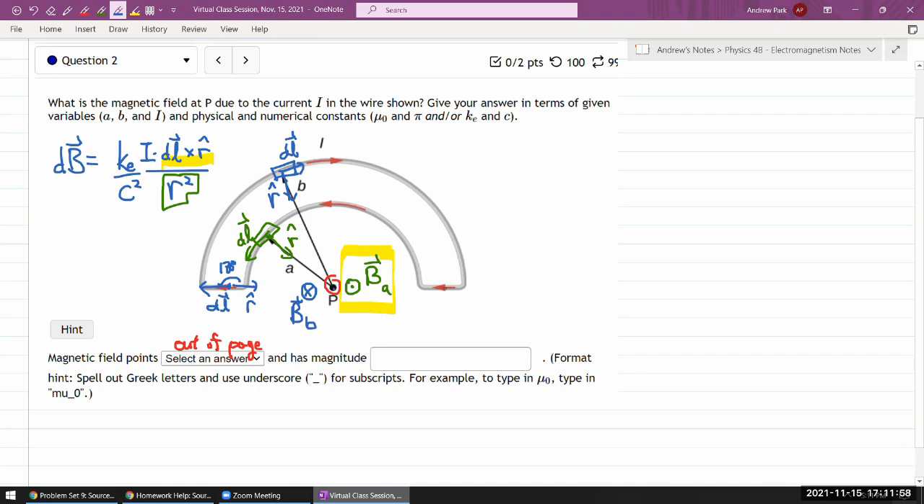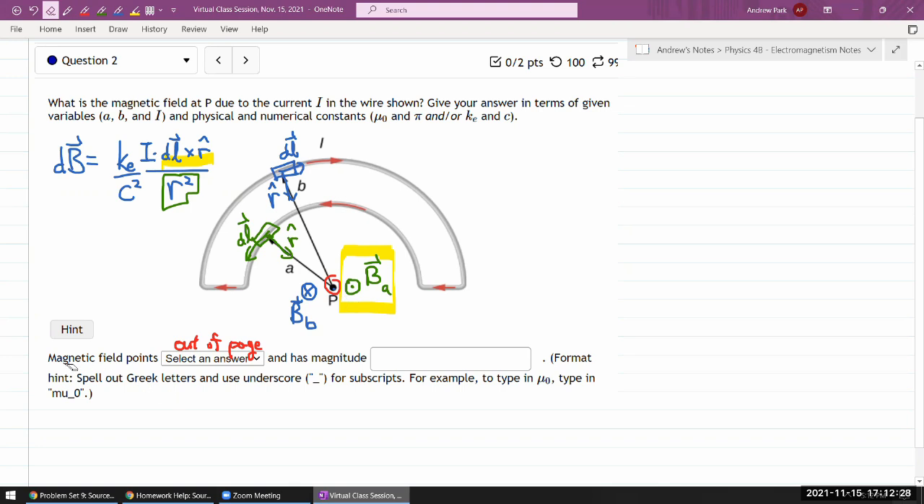And same thing with this segment here. dl points towards the center, and that's the same direction as our r hat. So the cross product of these two vectors will give you just 0. So as you're doing this calculation, the only things you have to worry about are the two semicircular loops. Those are the only current distributions that will contribute to magnetic field in the center. I mean, these do create magnetic field, but just not at the center point.